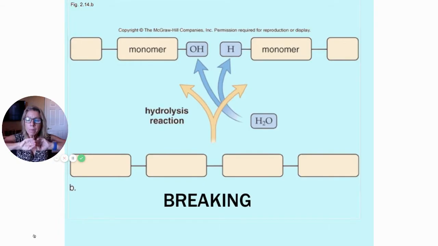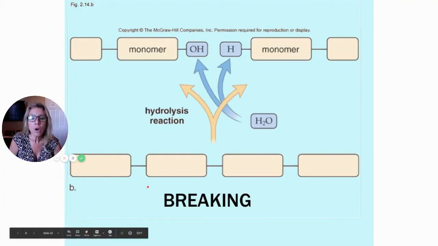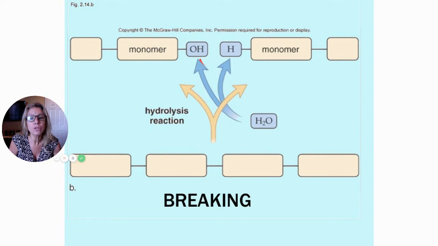So if we want to break someone apart, then we're going to have an influx of water to form like a wedge between them. Does that make sense? So here, we're going to take this polymer right here and break this bond by inserting an OH over here and an H over here. This is called a hydrolysis reaction. Hydro meaning water, lyse to break. So you're using water to break them apart.